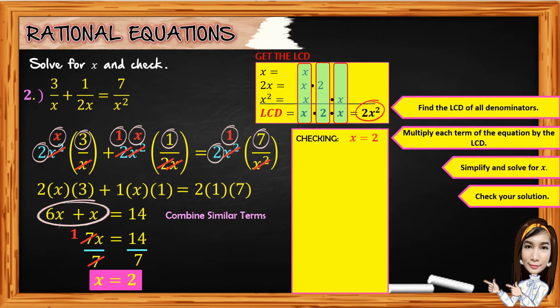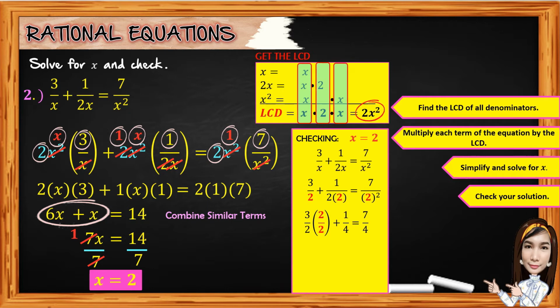So on checking, first we're going to write the original equation, which is 3 over x plus 1 over 2x is equal to 7 over x squared. Then we're going to replace or substitute the value of x, which is 2. So we have 3 over 2 plus 1 over 2 times 2 is equal to 7 over 2 squared. Then simplify, we have 3 over 2 plus 1 over 4 is equal to 7 over 4.